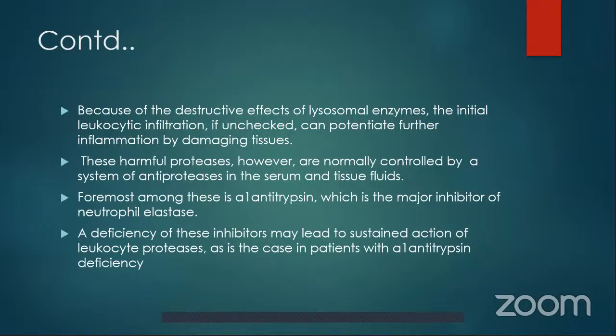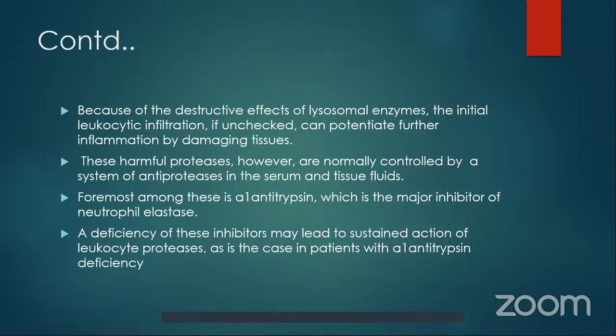Because of the destructive effects of the lysosomal enzymes, the initial leukocytic infiltration, if unchecked, can potentiate further inflammation by damaging the tissues. So it's a double-edged sword. If the balance is tipped the other way, it is harmful to the body as well. These harmful proteases, however, are normally controlled by a system of anti-proteases in the serum and in the tissue fluids. Foremost among these is alpha-1 antitrypsin, which is the major inhibitor of neutrophil elastase.